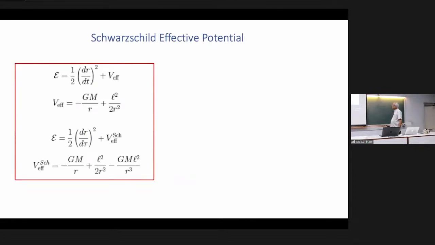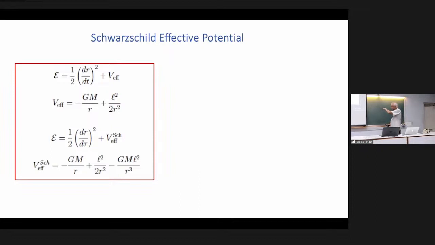So you see that this is the Newtonian part. In the Schwarzschild case, I can write it exactly like that, except that this one changes. And then it becomes minus GM by r plus L squared by 2r squared, which we had in the Newtonian case, plus this extra term here, which is L squared by r cubed. So now, when r tends to infinity, this will go to 0.